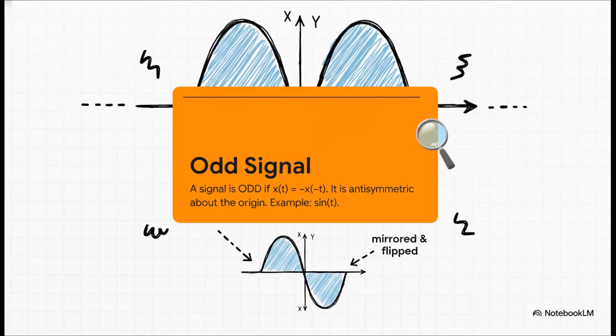And the other type? Well, that's an odd signal. A signal is odd if, when you time reverse it, you get the negative of the original signal. So x of minus t equals minus x of t. A good way to think about it is that it's mirrored and then flipped upside down. And you guessed it, the perfect example here is the sine wave.